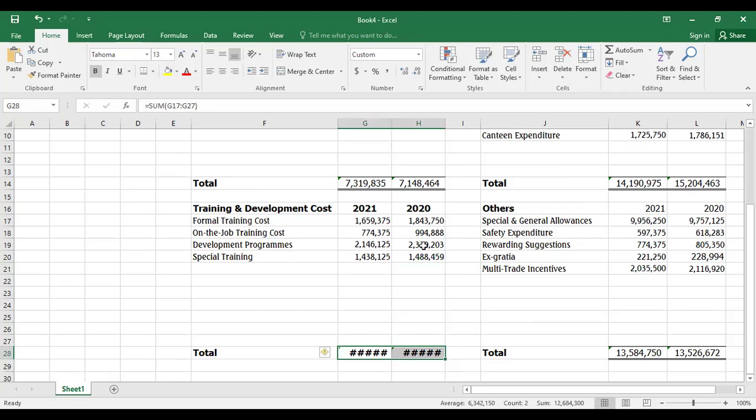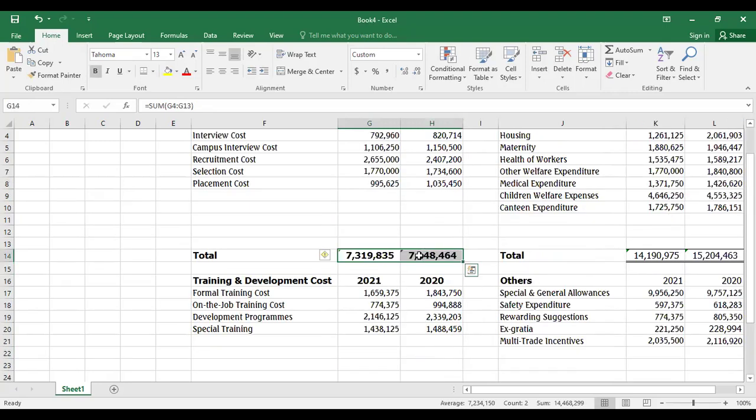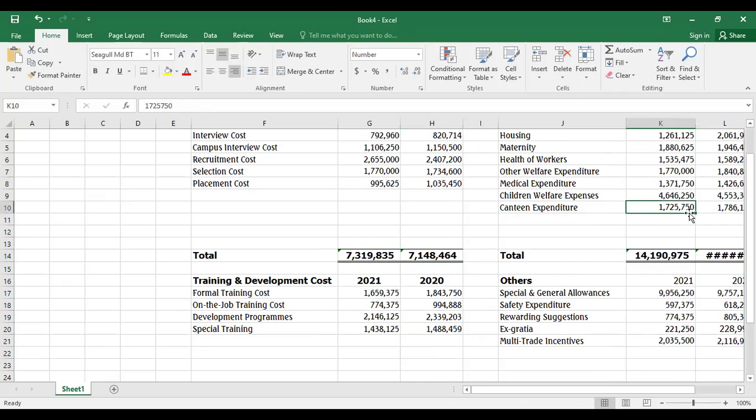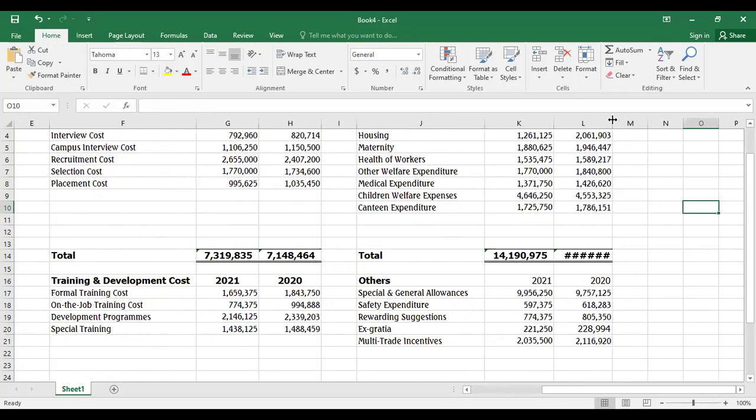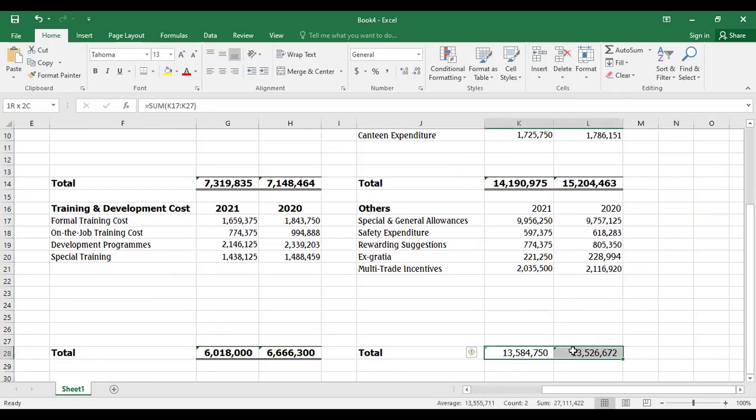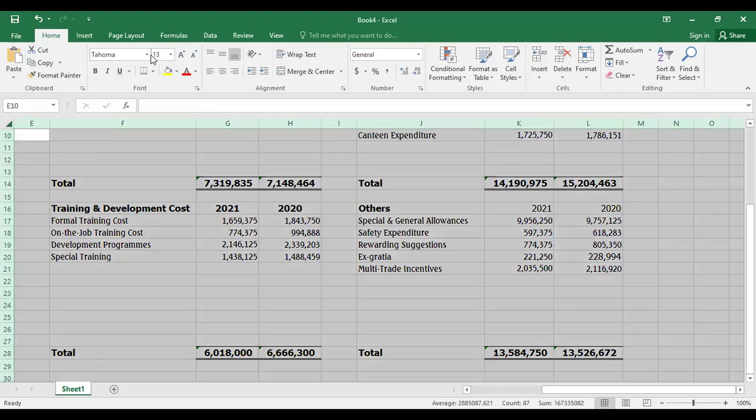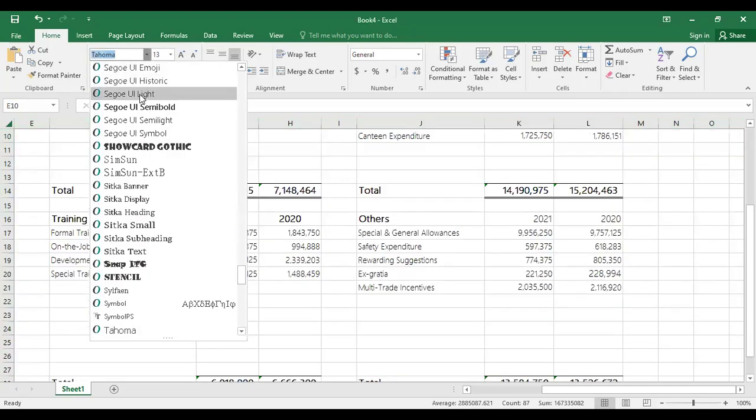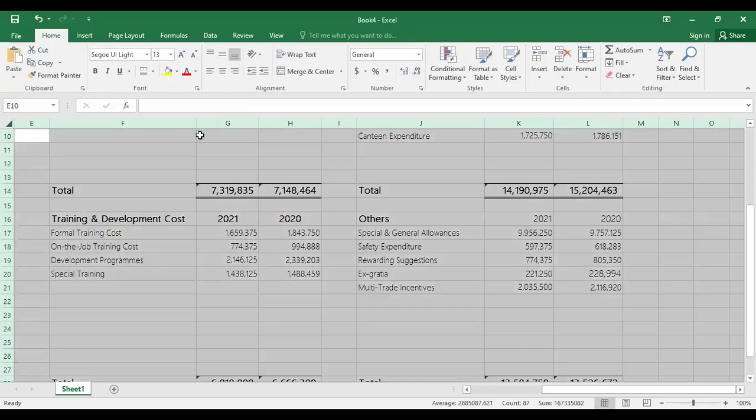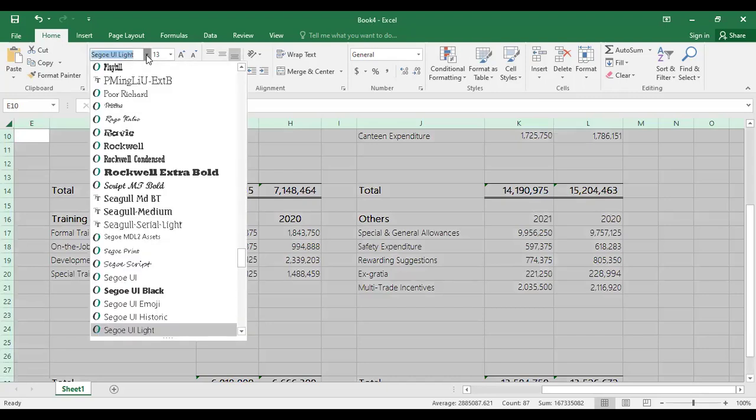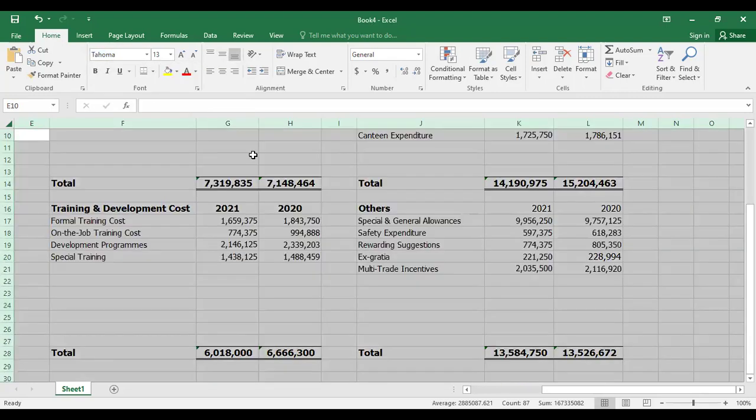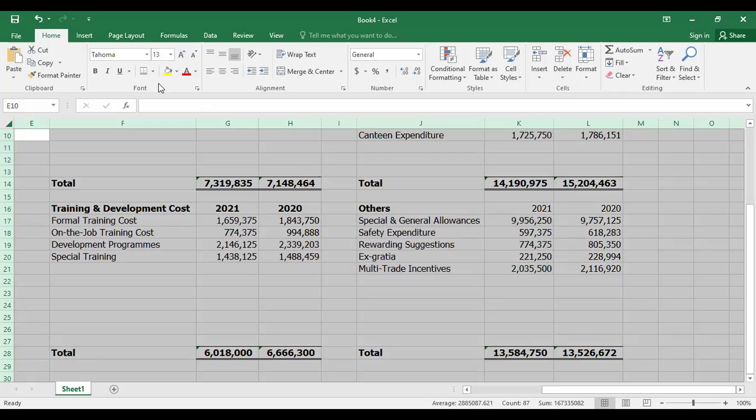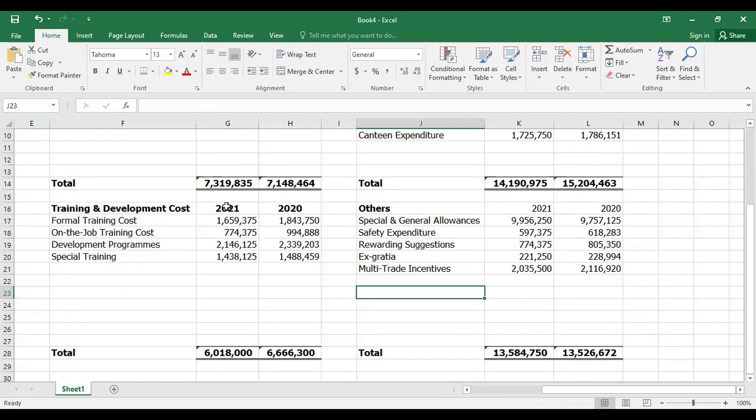Because I've already the total there. So the figures are just smiling at us. We're having a better shape now as to the distribution of the human capital cost of this firm. So let me take it back to my font. So I was at 13. Good. Yes. So for the 2 years, you have it this way.